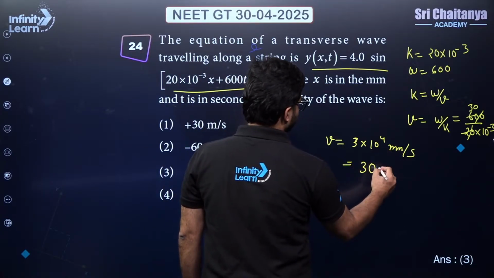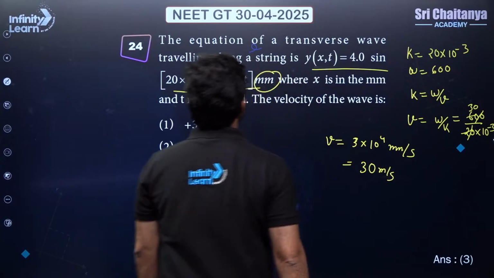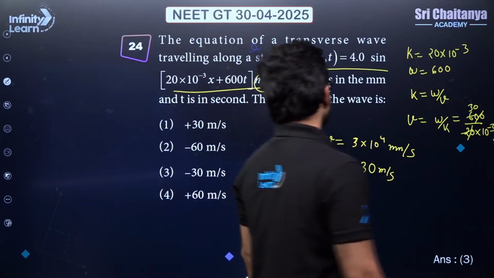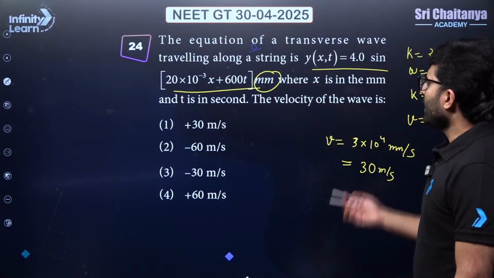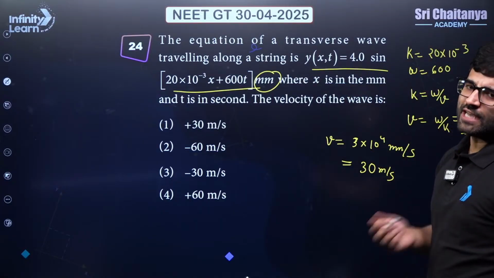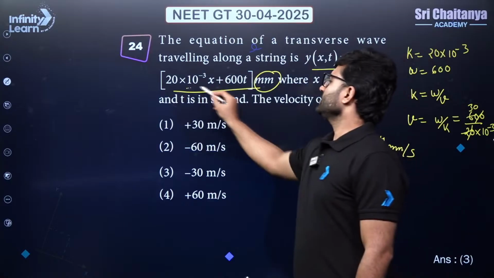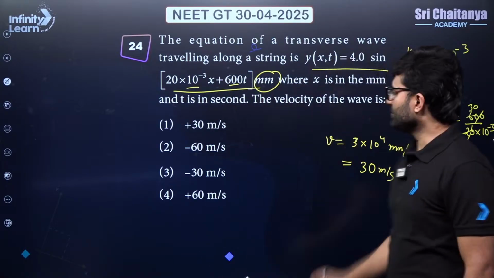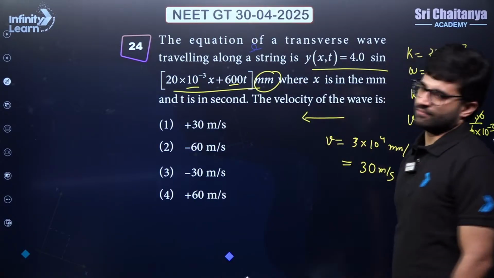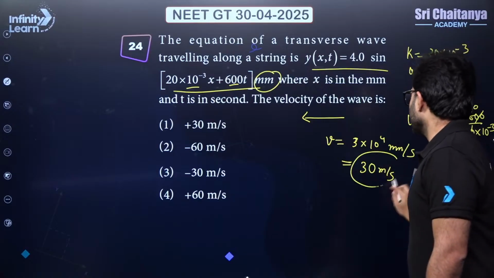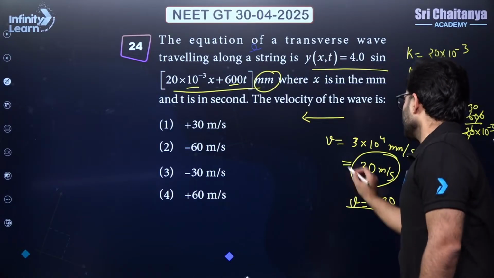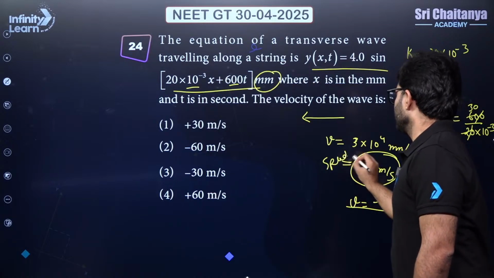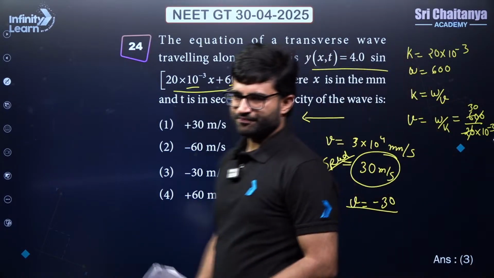So that would be 30 in magnitude. But let us also see the sign. This is a speed, not the velocity, because velocity comes with sign. And how do I see in which direction the wave is moving? This and this both are positive, which means that the wave is moving in the negative direction. So the velocity would actually be minus 30. This is the speed. Correct? Understood?